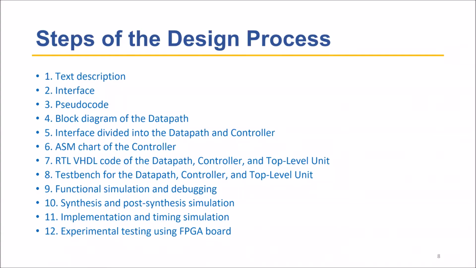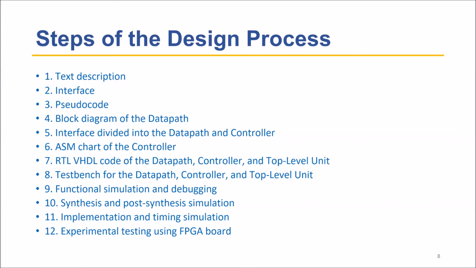To do RTL design, first we must have the interface, pseudocode, and the description for the system. We should divide the interface into two parts, as some of them are related to data path and others are related to controller. Then, based on the pseudocode and interface, we design the block diagram for data path and ASM chart for the controller.